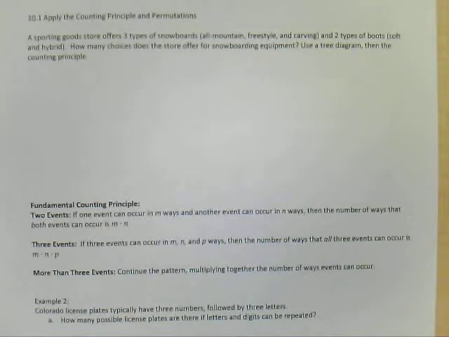So let's start with just counting. A sporting goods store offers three types of snowboards: all mountain, freestyle, and carving, and also two types of boots, soft and hybrid. How many choices does the store offer for snowboarding equipment? Use a tree diagram, then the counting principle. So let's just start with the tree diagram.